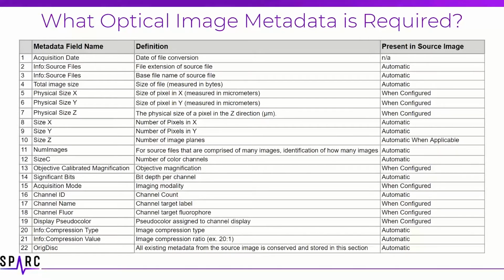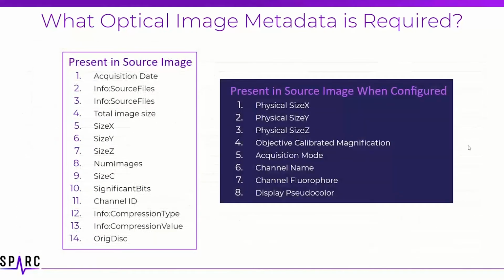Now, don't let this long list scare you. It's actually not as much work as it looks like to meet the SPARC image standards. If you take a look at the far right column here, you'll see that a lot of these fields are labeled as automatically present in the source image file. So let's break these fields down into those two categories: automatically present and present when configured at the time of data acquisition.